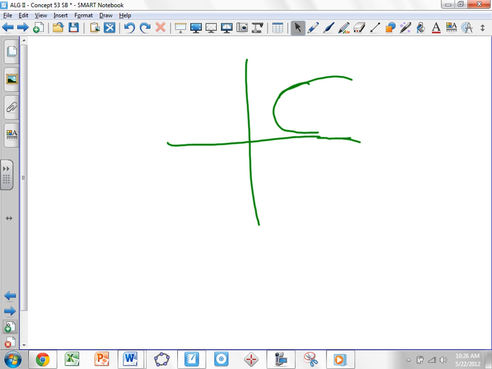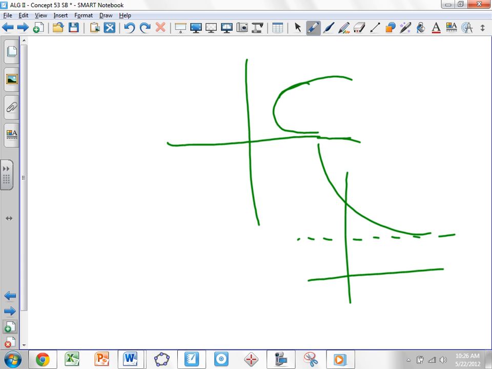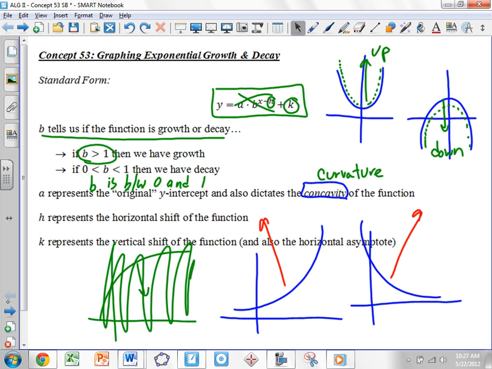Okay, so we're going to see that for these graphs, we have a lot of horizontal asymptotes. We could have exponential decay that's getting closer to a horizontal asymptote. It could be exponential decay that's getting closer to the x-axis. So the x-axis is now your horizontal asymptote. So the asymptote can move up and down because we have a value of k. And k represents the vertical shift of the graph.